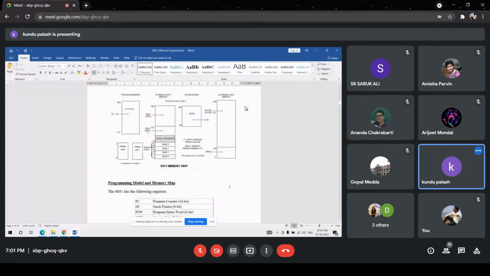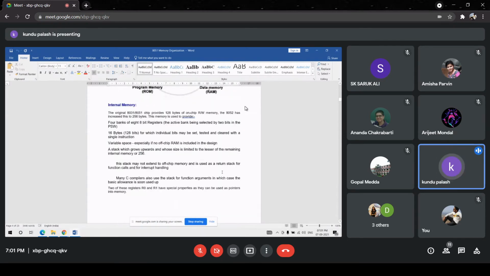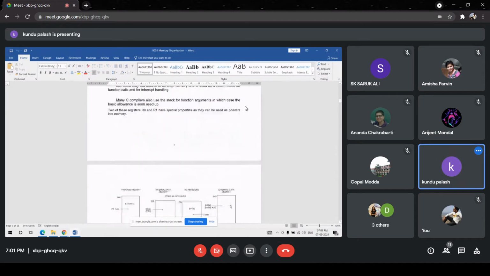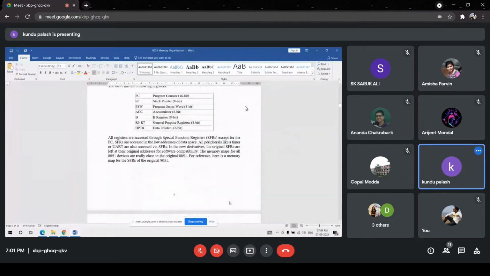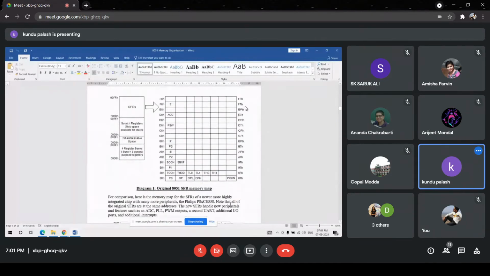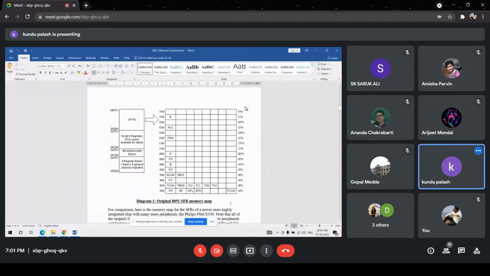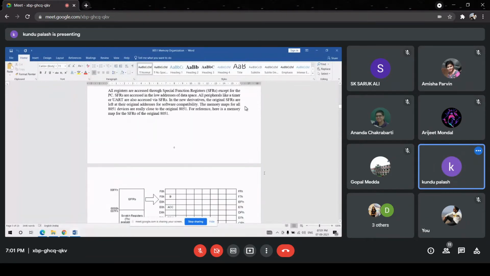Now, what is meant by the SFR? What is the size of the SFR? Special function registers, 128 to 255 bytes. Now, again, what is SFR? And what are GP registers?